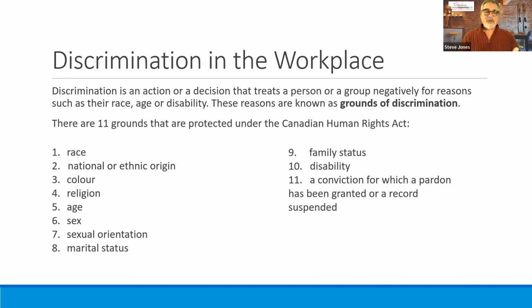So these are the 11 grounds. The Charter of Rights and Freedoms lays out the high level, and our right to privacy. Then the federal government has written their Canadian Human Rights Act that has these 11 areas, and each province has written very similar legislation covering the provincially regulated industries in their province.